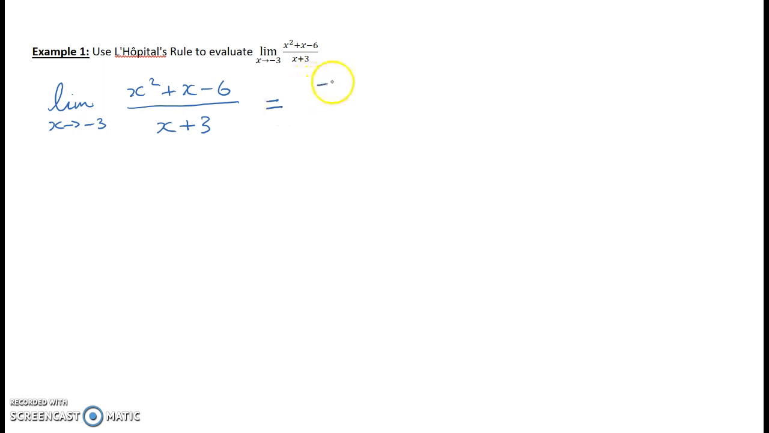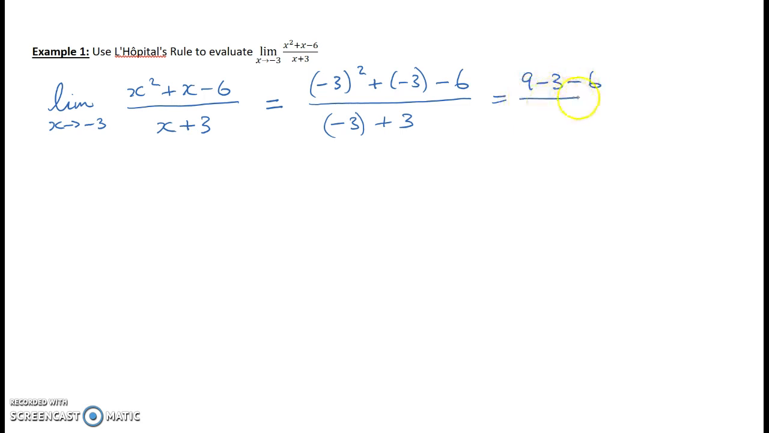If we try substitution, that's going to give you -3 squared plus -3 minus 6 over -3 plus 3, which is 9 minus 3 minus 6 over -3 plus 3, or 0 over 0. Now it's only when we have this indeterminate result that we can use L'Hopital's rule. There are other forms of indeterminacy, but this is the one with which we're familiar. So if we get an indeterminate result 0 over 0, we can use L'Hopital's rule.